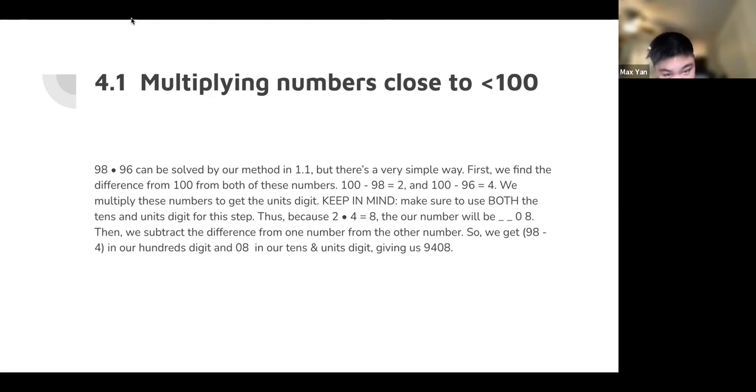And now we subtract the difference from one number to get the other number. So the difference from 96 was 4 right there. And now we subtract 4 from 98. So now we know that the answer is 9,408. So someone wants me to go over remainders, and I'll do that at the end.